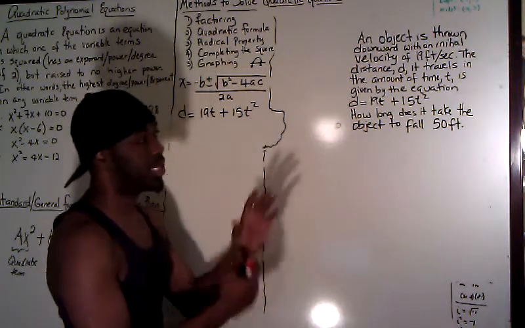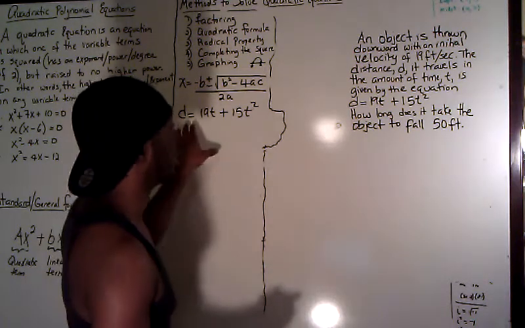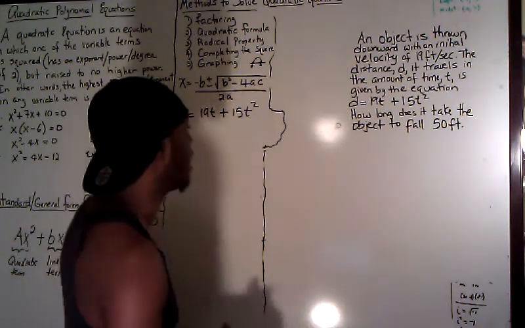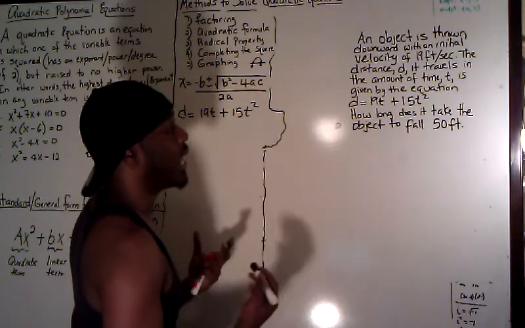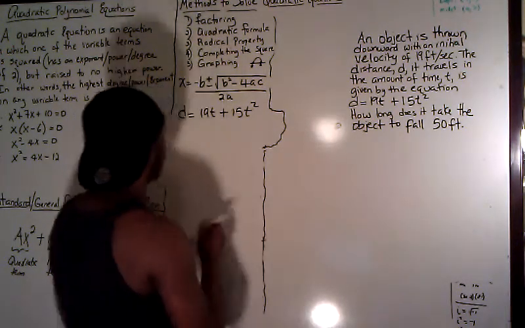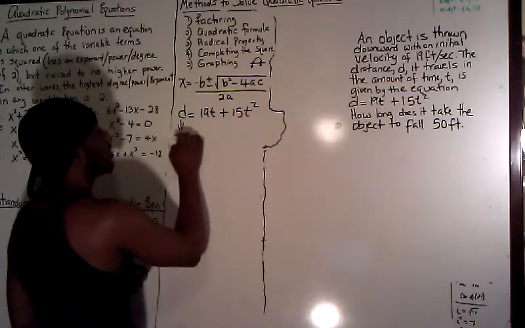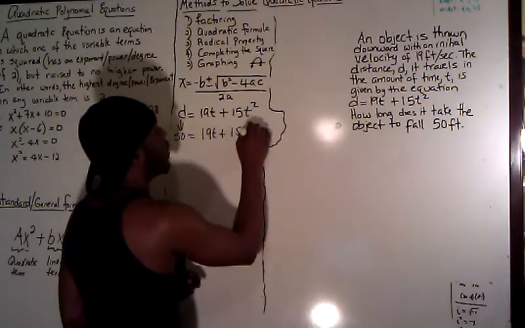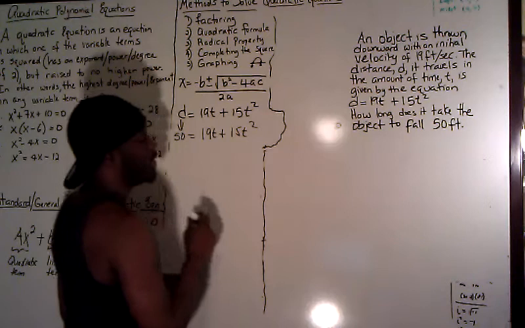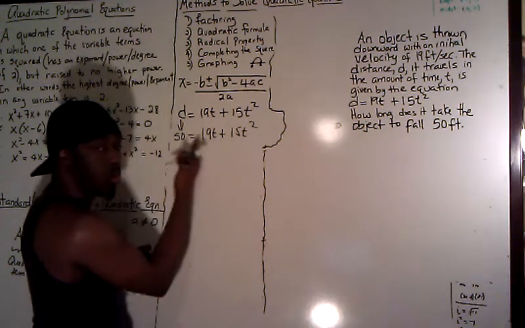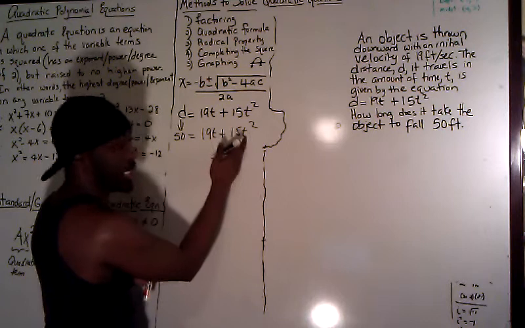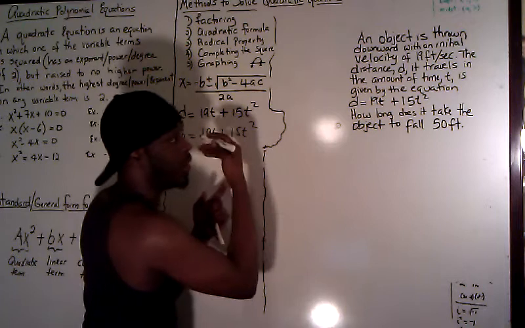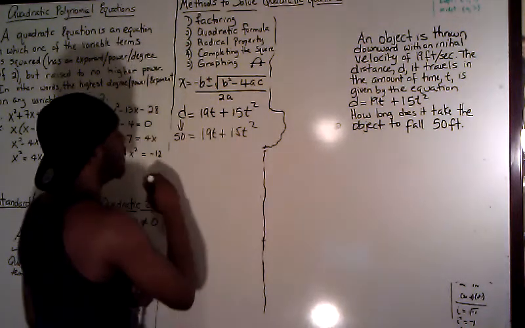But this problem is kind of asking us the reverse. What we're given is a distance, and we want to find the time that corresponds to that particular distance. So they want to know how much time does it take for the object to fall 50 feet. So when d is 50, we want to find the value of t. Well, this is just a matter of solving the quadratic equation for t, and once we find that time that corresponds to this 50, we would know what is the time that corresponds to a distance of 50 feet.